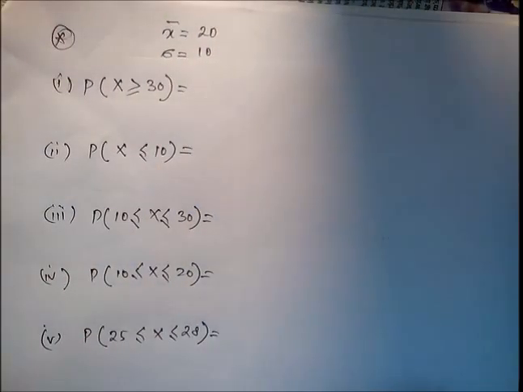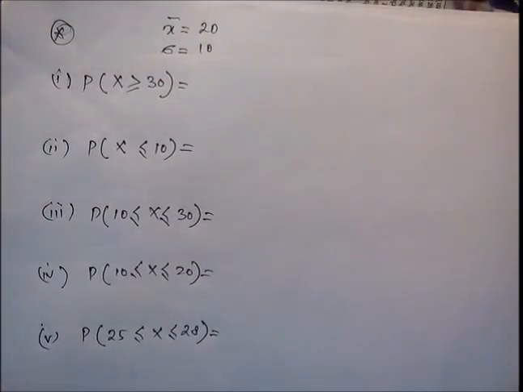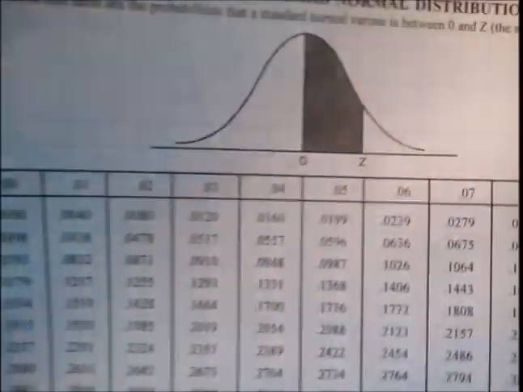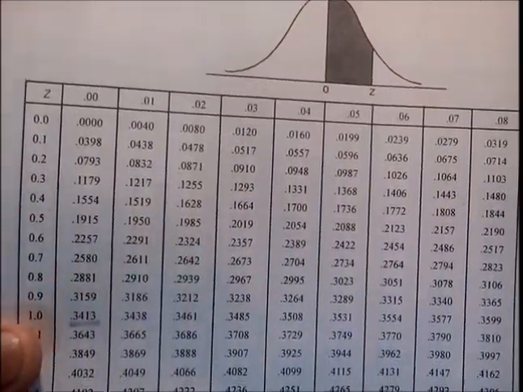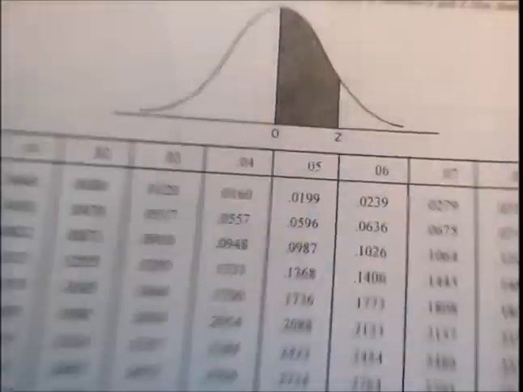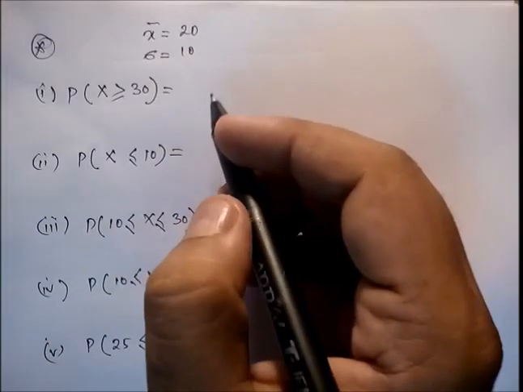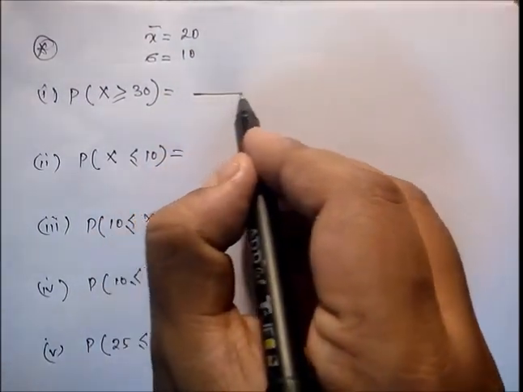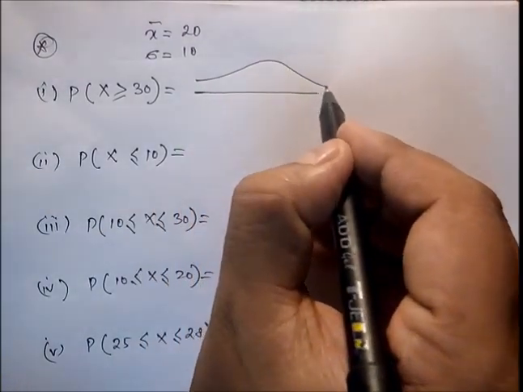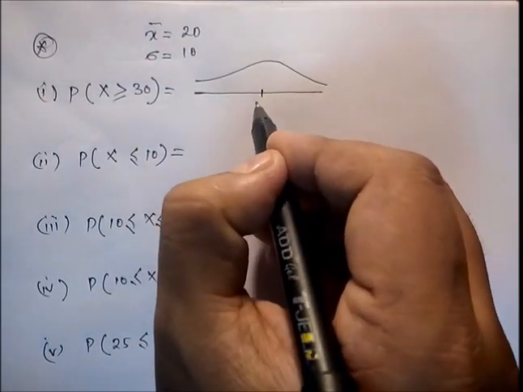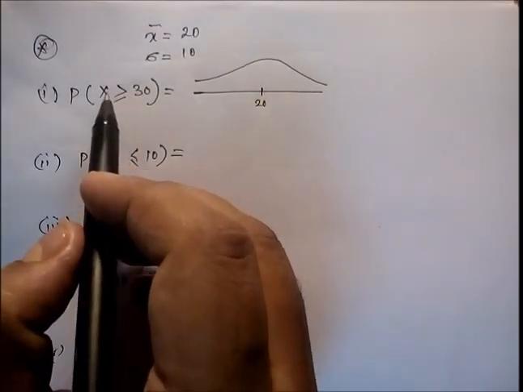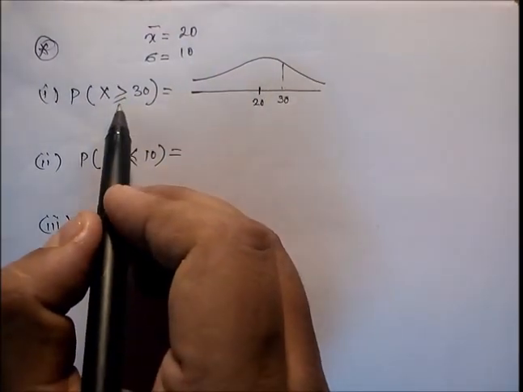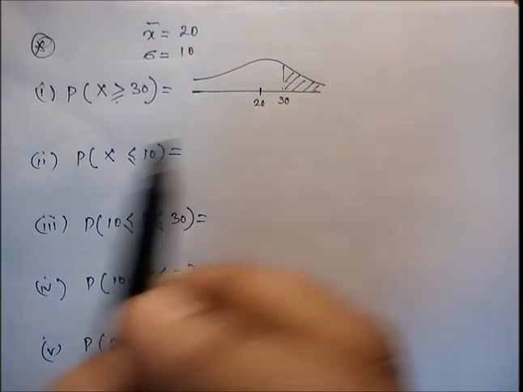Now how to solve this one? We have to see how to refer to the Z table. You can see this particular table, it's a Z table. Now to solve this one, first of all, convert this. Suppose in this particular problem, mean is equal to 20, we want to identify the area which is more than 30. So 30 will be somewhere here, it is a greater-than value, that means the area should be this particular part.